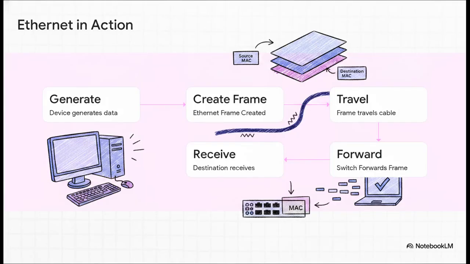Let's put the whole puzzle together and see it end to end. Step 1, your device generates data. Step 2, an Ethernet frame is created, stamping on those crucial source and destination MAC addresses. Step 3, the frame travels down the physical cable. Step 4, the switch reads that destination MAC and forwards the frame down a dedicated path. And finally, Step 5, the destination successfully receives the data. That right there is the invisible digital backbone in action.